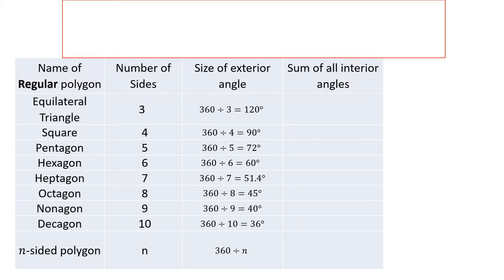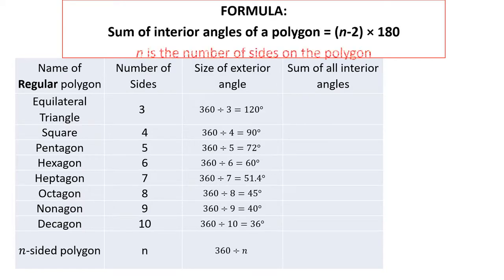Our next column is sum of interior angles. So the formula for the sum of interior angles of a polygon is number of sides take away 2, times by 180. And obviously n is represented as the number of sides of the polygon. So for our first one, we've got sum of all interior angles for our equilateral triangle. So we're going to have 3 take away 2 multiplied by 180 equals, for our square, same thing, 4 take away 2 multiplied by 180 is equal to, our pentagon, same thing, 5 take away 2 multiplied by 180.